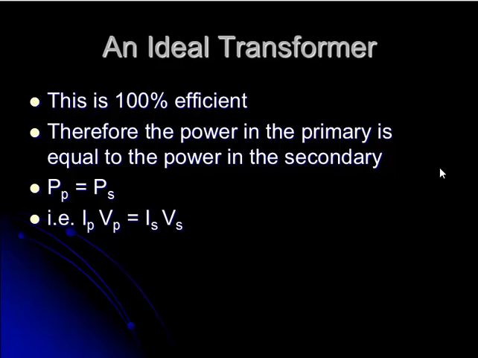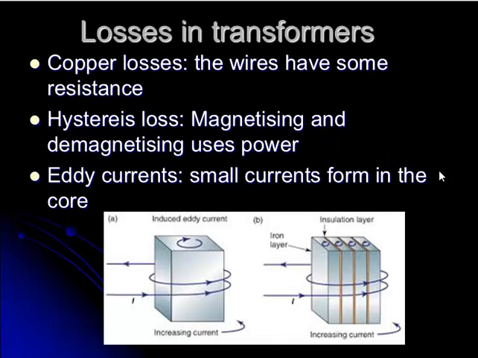There are some energy loss issues, and the energy loss issues are related to the fact that obviously the copper wire causes a loss because there's some resistance in the wires. We have hysteresis loss, and that's because magnetizing and demagnetizing the iron core uses up power itself. We also have something called eddy currents, and these are small currents which form inside the core itself. And actually one of the ways to decrease this is by creating insulating layers inside the iron core, and that reduces the eddy currents and therefore makes it more efficient.